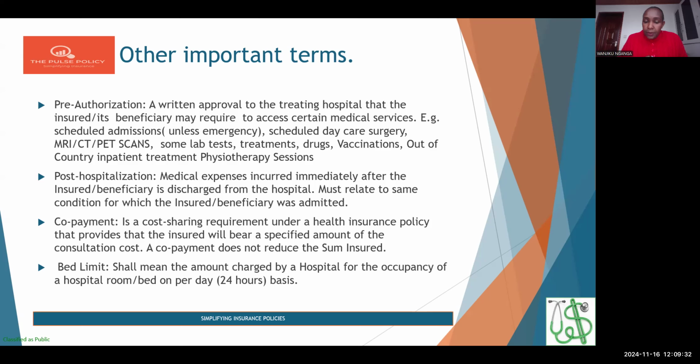Once you get the panel of hospitals from the insurance company, they are normally going to list the hospitals which attract a copay. Some hospitals will not attract a copay, so it is also important for you to understand whether your policy has a copay, so that when you go to that hospital, you know clearly you're going to contribute some amount when you get there.